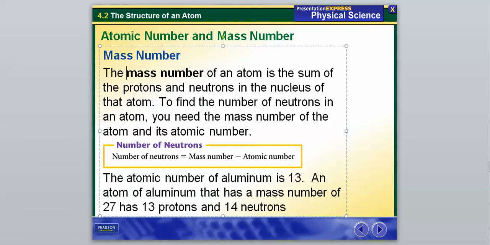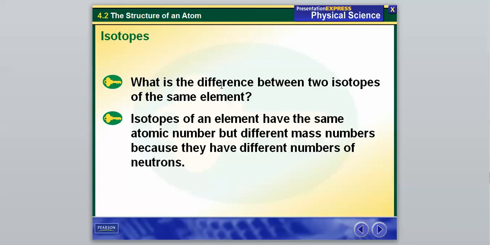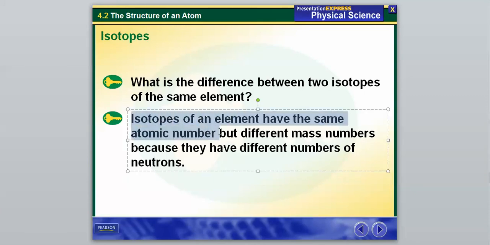To finish this section, we have an interesting example of when the number of neutrons starts to change within different types of atoms. That's when we have something called an isotope. Isotopes of an element have the same atomic number, which means they have the same number of protons, but they have different mass numbers because they have different numbers of neutrons.